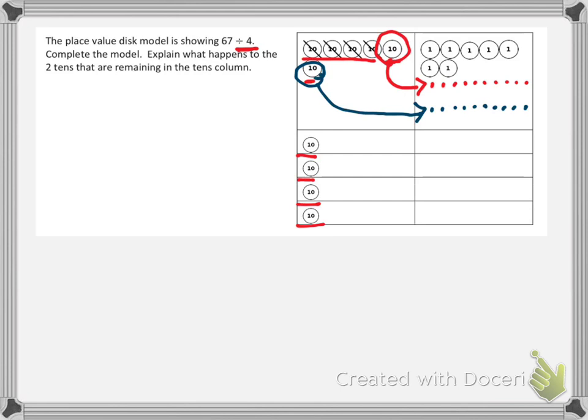Okay, over here we have a group of 10, so that's 10. We have another group, that's 20. And we have 1, 2, 3, 4, 5, 6, 7. We have 7. So we have 27 1s that we have to split up into 4 equal groups because we're dividing by 4. So our 4 equal groups, we have to split up this 27. So let's count. Here we go.